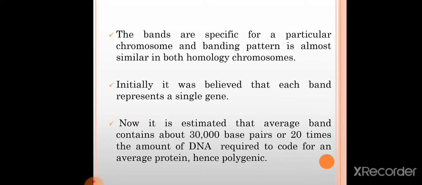Now these bands are specific for a particular chromosome, and the banding pattern is almost similar in both the homologous chromosomes. Initially it was believed that each band represents a gene, but now it is estimated that the average band contains about 30,000 base pairs, or 20 times the amount of DNA required to code for an average protein, and hence it is polygenic.